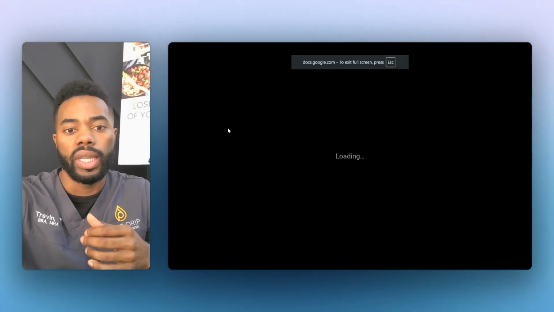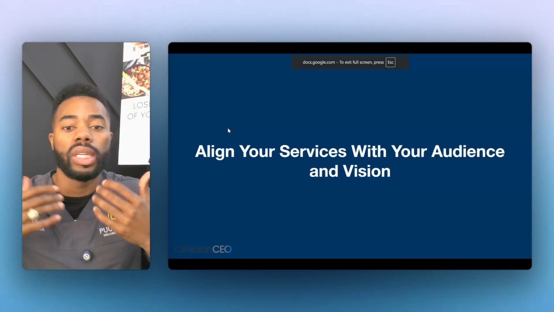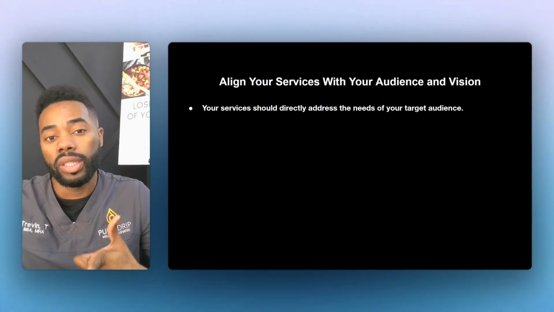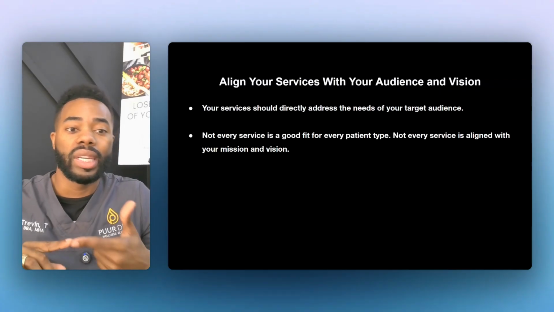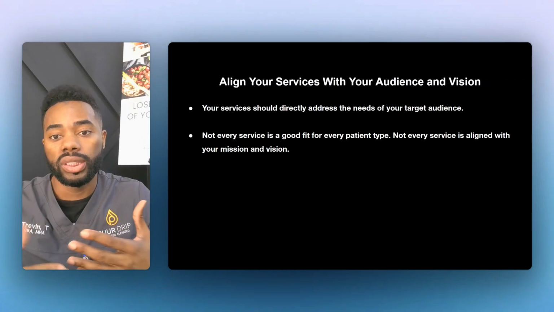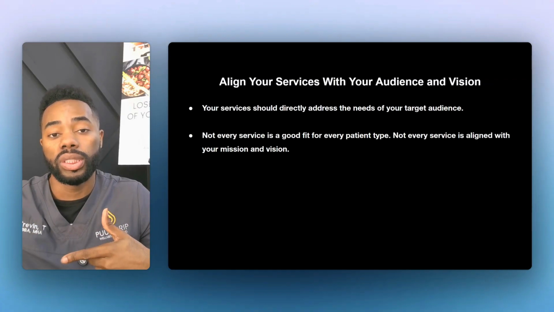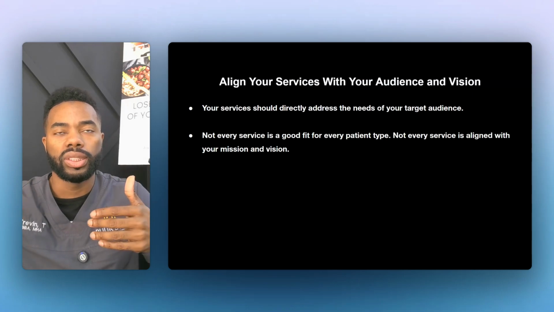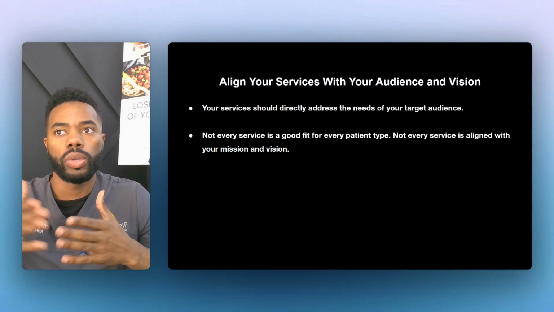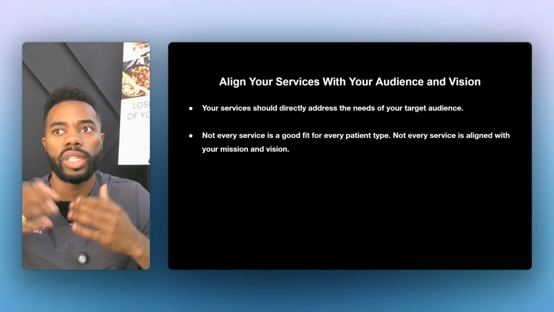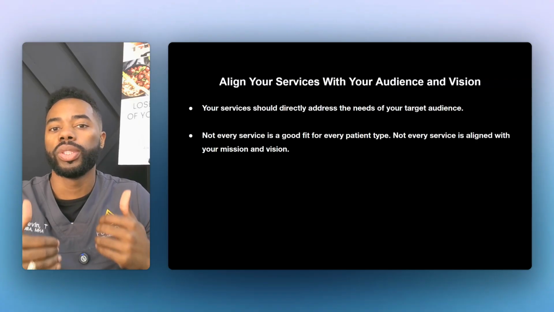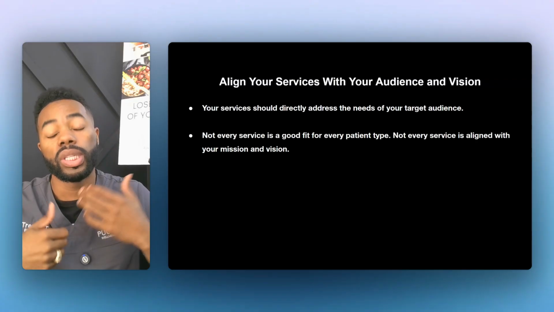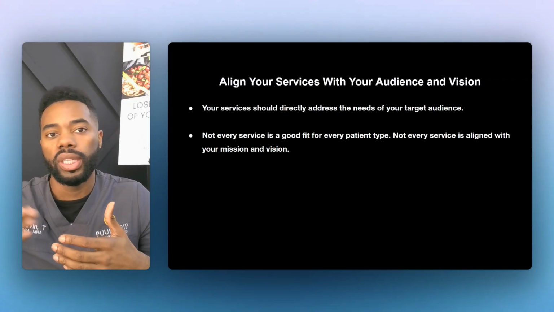Definitely fill that out. And then going to go on to align your services with your audience and vision. So your services should directly address the needs of your target audience. Not every service is a good fit for every patient type, and not every service is aligned with your mission and value and vision. So why I say this is because not only should you focus on your patients, of course, we are definitely beholden to them, but you're also beholden to yourself. And so when you did your mission and vision, make sure that the services that you choose align with it, because that's what's going to keep you going.